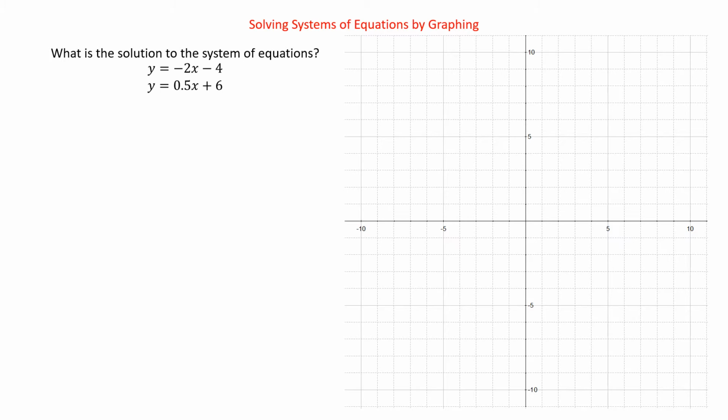So we have the first one. I'm going to color code my graphs. This first one will be red. We have y equals negative 2x minus 4. So we'll start out, our y-intercept is negative 4. And then our slope is negative 2. So we go down 2 over 1, down 2 over 1. Or we could go up 2 backwards 1, up 2 backwards 1, and then draw our line.